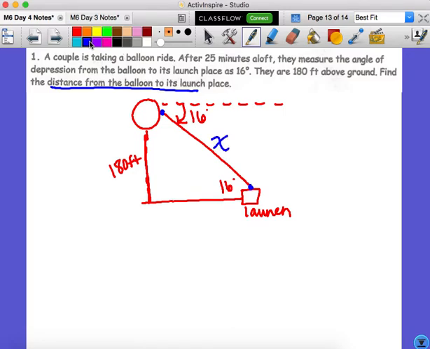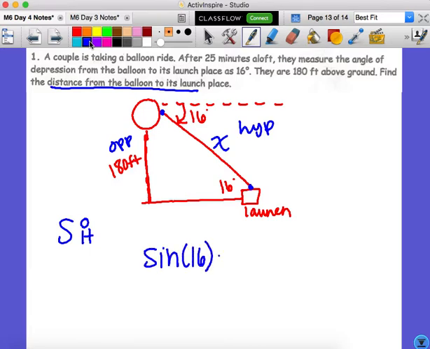So if we're looking from the launch as our viewing eye, that's 16 degrees, this is my opposite and my hypotenuse. So that's the SO part of SOHCAHTOA. So the sine of 16 should equal the opposite over the hypotenuse. Multiply by the denominator.